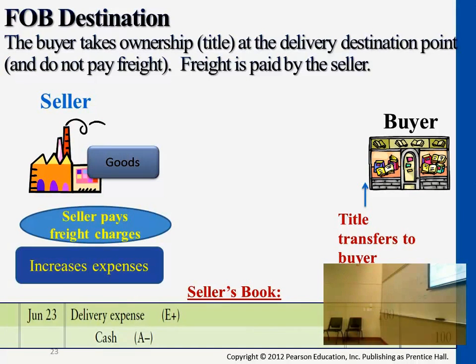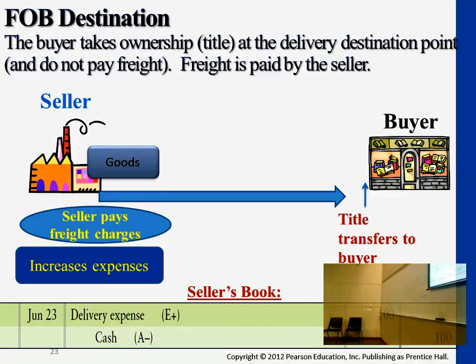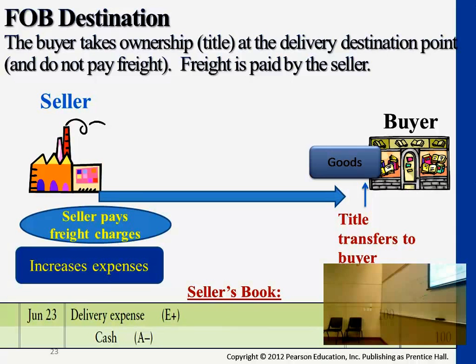Okay, going back to this chart again, goods are sold from seller to buyer. Title of the goods transfers to the buyer when the goods arrive at the buyer's company. This is the seller's book transaction. It's the same transaction that I showed earlier. And the purchaser does not incur any cost, does not record anything. So this is a less used case, FOB destination. Shipping point is more commonly used.